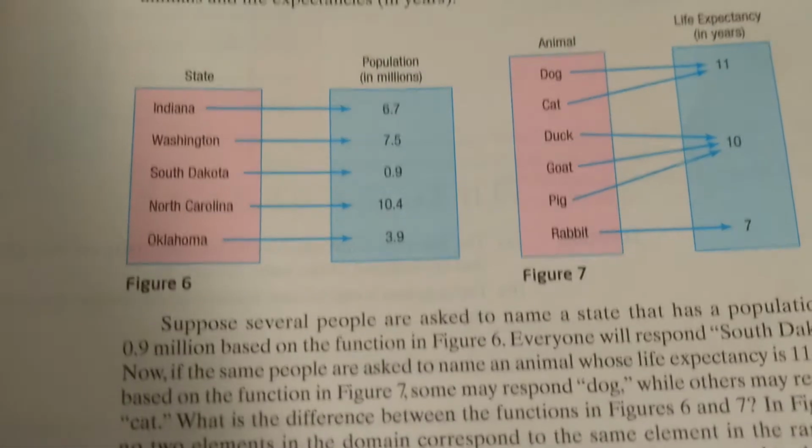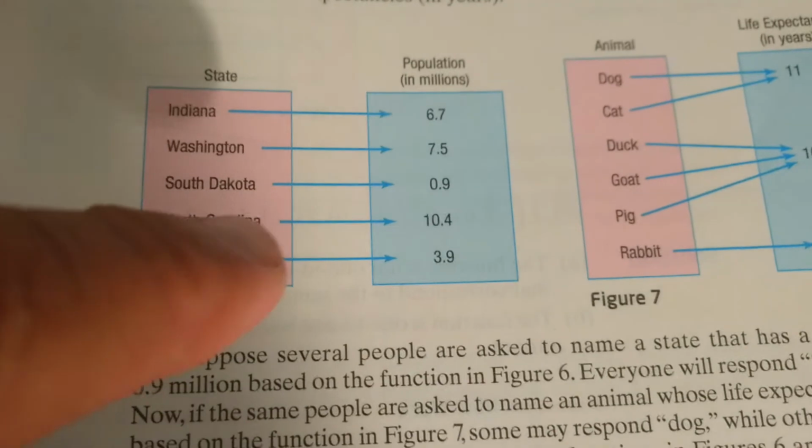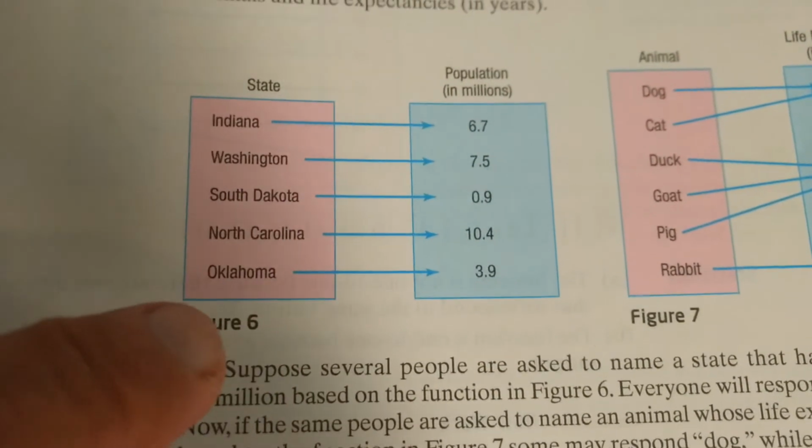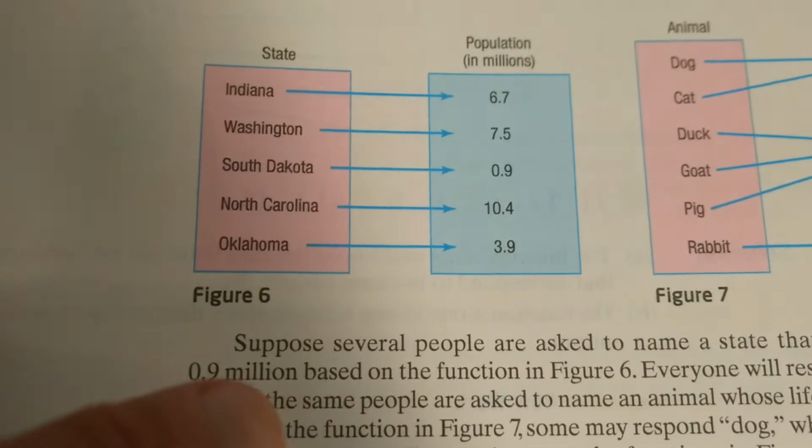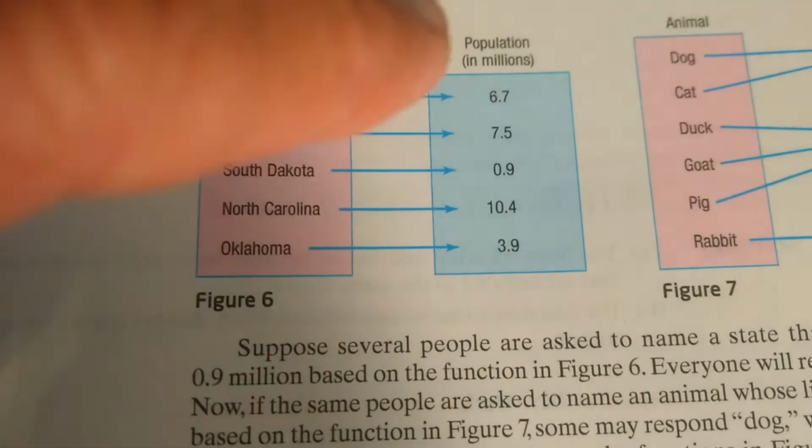As an example, look at these. This particular mapping diagram is a function because none of the x's are repeated. It is one-to-one because none of the y's are repeated.